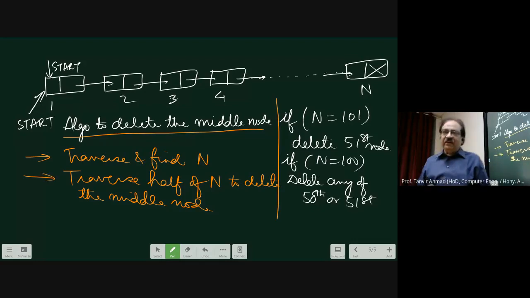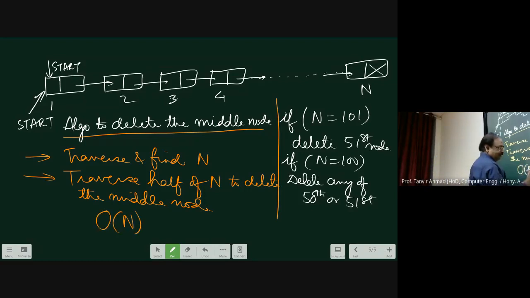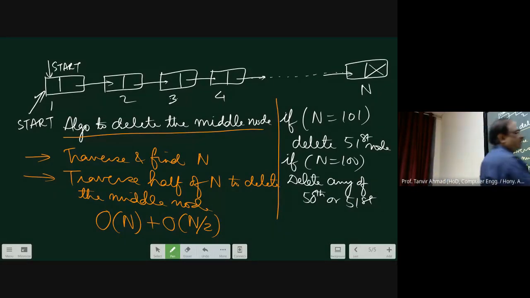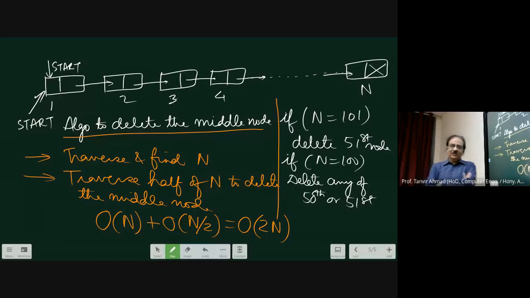What is the order of the algorithm? Is order of n plus order of... Strictly speaking, traverse to find n is the order of n. To traverse half of them is order of n by 2. Therefore, it is nothing but order of 2n. Okay, it is order of 1.5n.